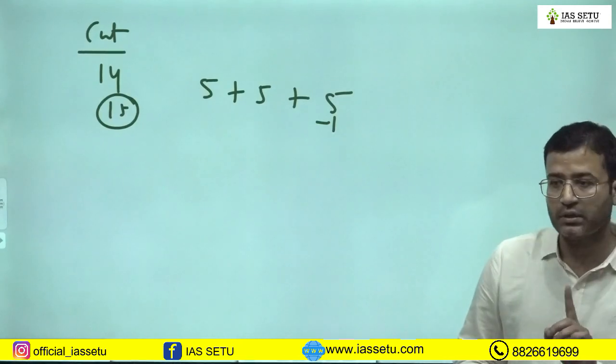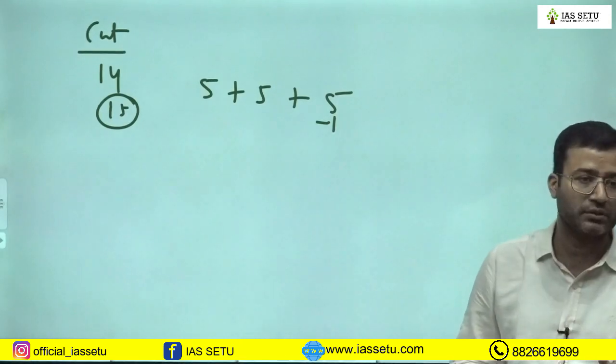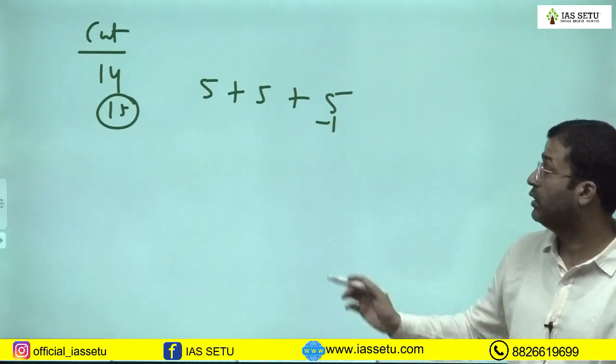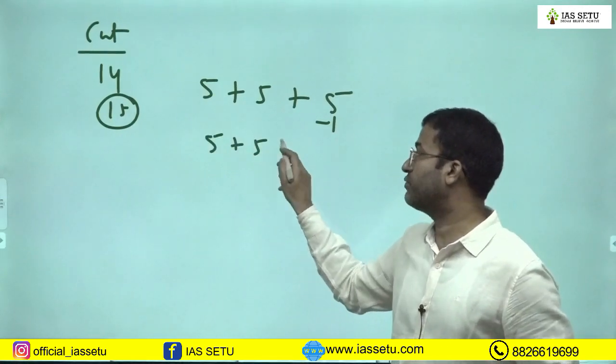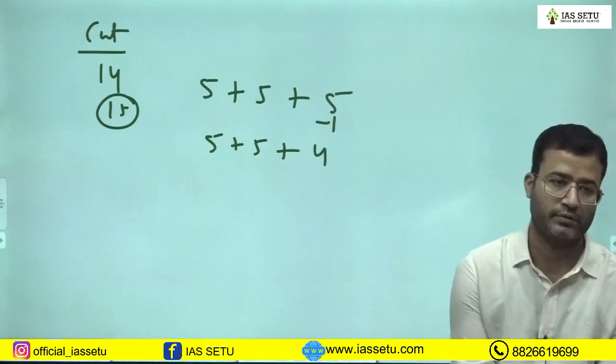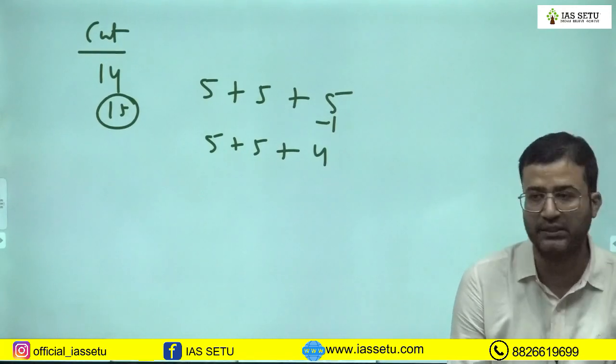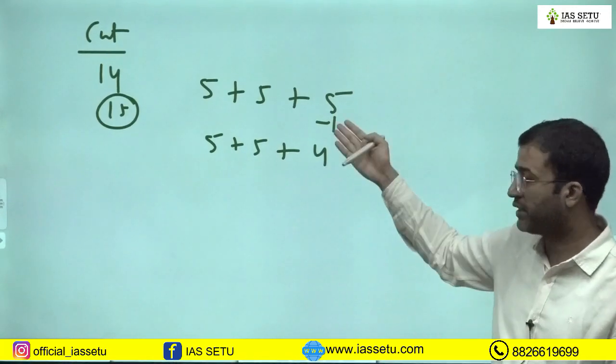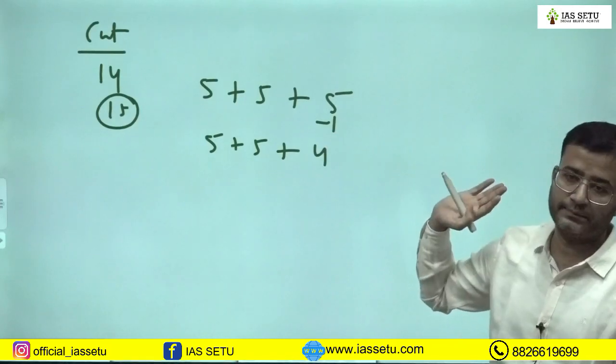But either it is one extra or one less. That is the rule. So here 5 plus 5 plus 4, because we have one less. If it is one extra, give. If it is one less, take back.